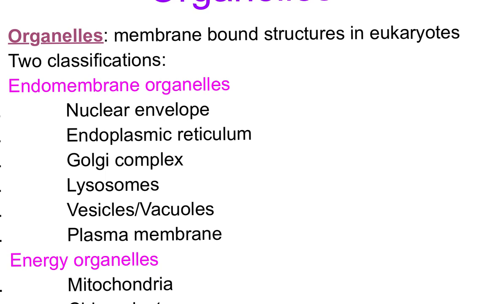Endomembrane organelles have nuclear envelopes, endoplasmic reticulum, Golgi complex, these things may sound familiar, lysosomes, vesicles, also vacuoles, plasma membrane.